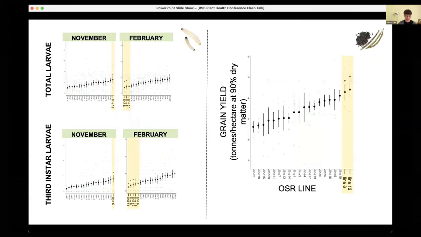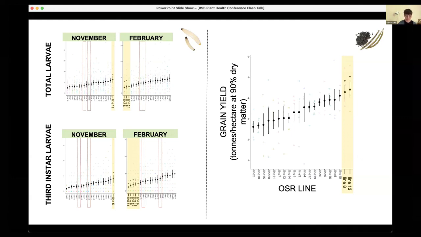But the main aspect that I was focusing on was whether these significant differences had any impact on the grain yield at the end of the season. So here we've got, again, those larval numbers and then the grain yield here on the right. And there were 2 lines that had a significant difference in the grain yield. So lines 8 and 12 both had higher grain yield than the other lines at the end of the season. And looking at how this relates to the number of larvae, I've highlighted those lines here, and you can see that neither of those lines had a significant difference in the number of either total or third instar larvae. And actually, those lines that did show the significant difference in the number of larvae didn't have any significant difference in the grain yield.